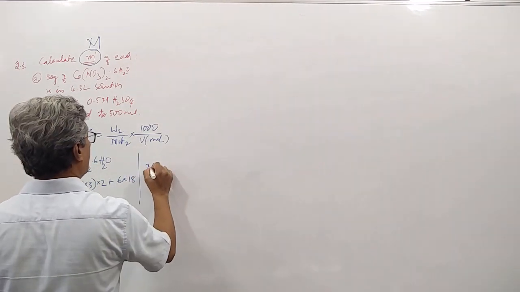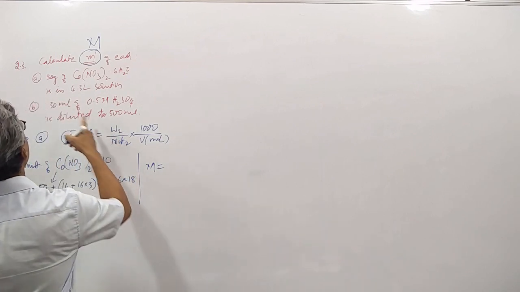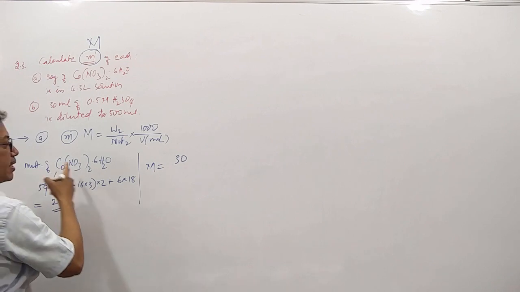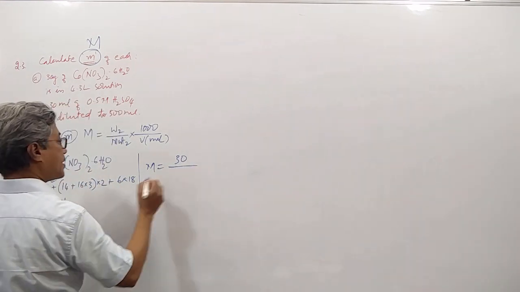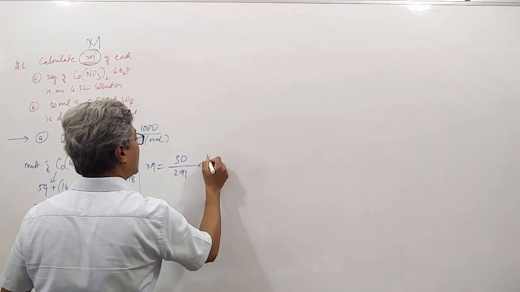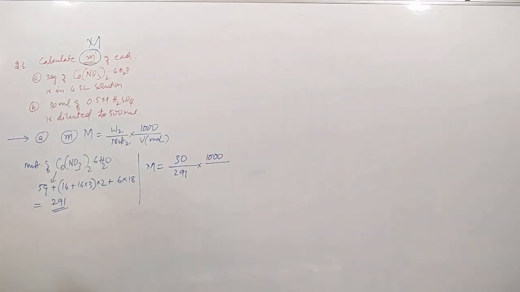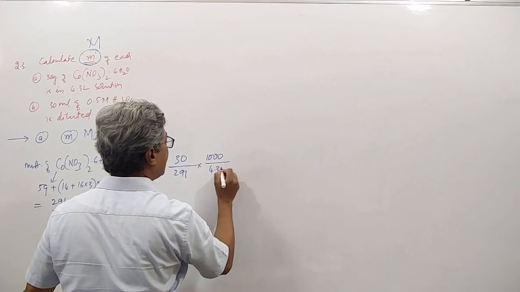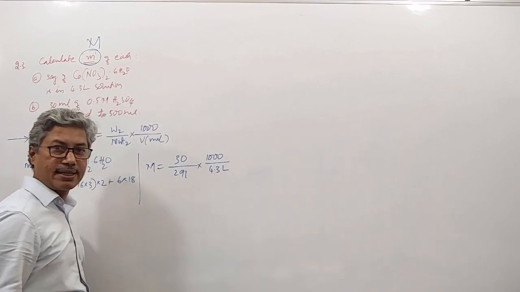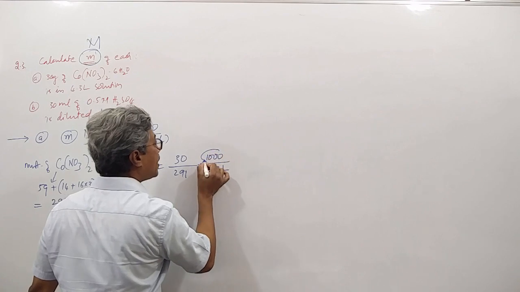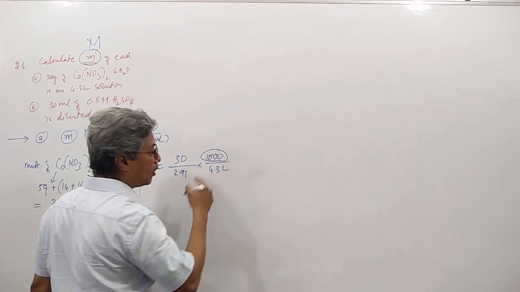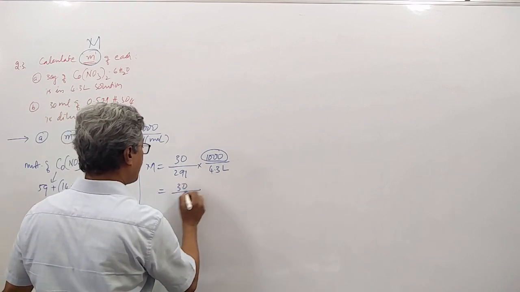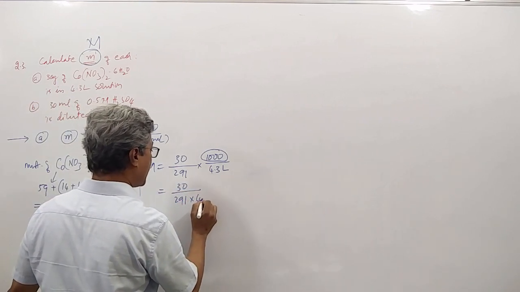Therefore, molarity is equal to, how much weight is given here? 30 gram. 30 gram of this substance is given, divided by its molecular mass 291, into 1000, divided by, what is the volume of this solution? That is 4.3 liter. If it is liter, it is not necessary to take this 1000, otherwise you have to multiply by 1000. Those two will get cancelled. That means we can write it as 30 divided by 291 into 4.3.